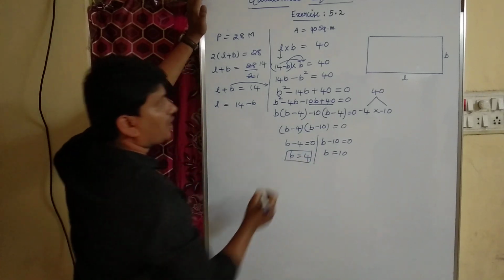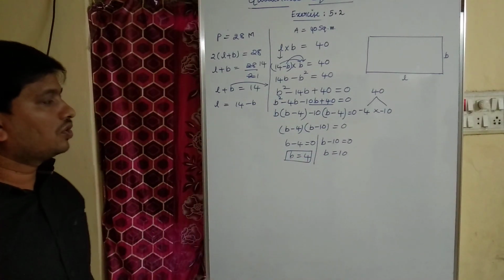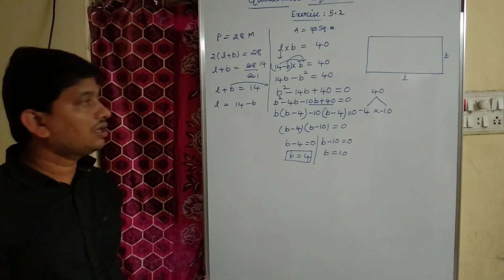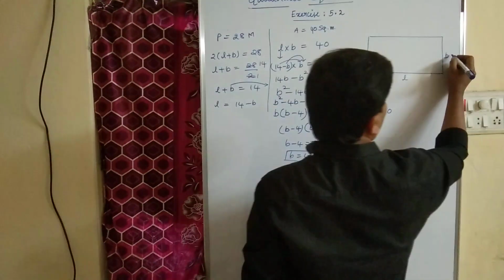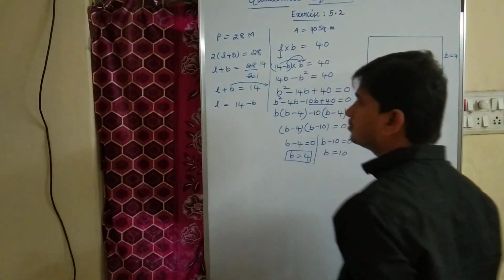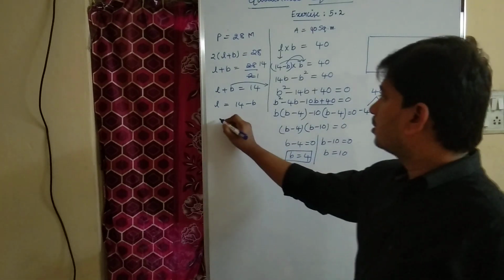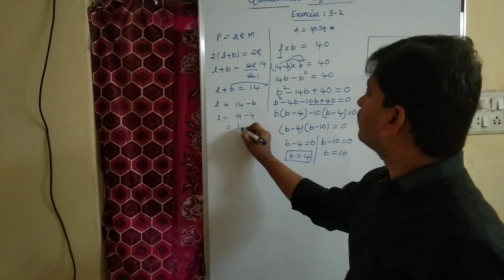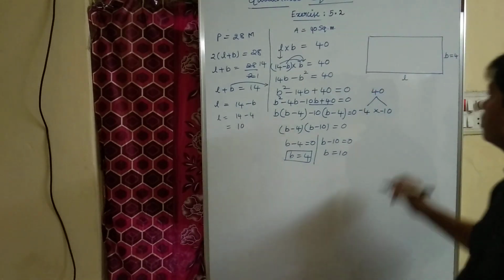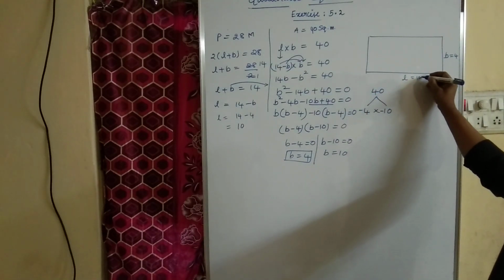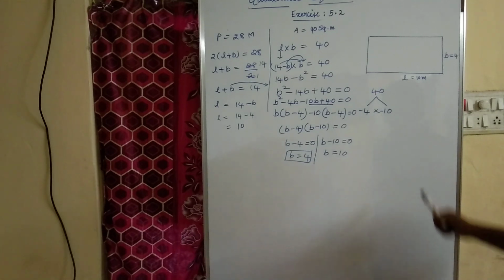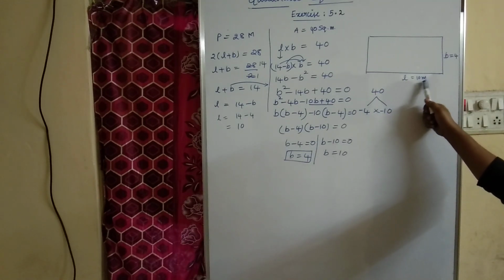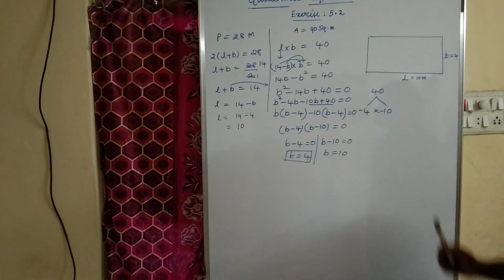So what are the possible values of B? Which is 4 and 10. I mean, what did we get, children? Breadth is equal to 4. What about the length, children? Length is 14 minus B, I mean 14 minus 4, which is equal to 10 meters. See, what are the dimensions of the rectangle? Length equal to 10 and breadth equal to 4.